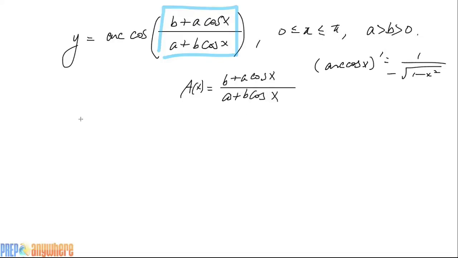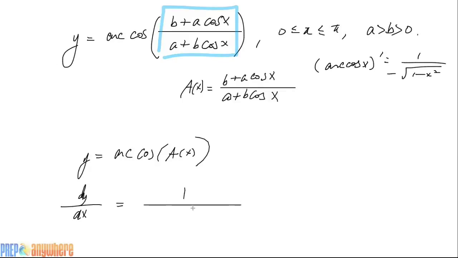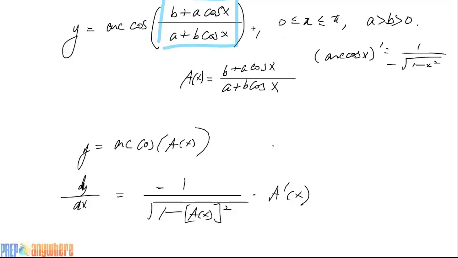Okay? Then you can think of this as arc cosine of a, as a function of x, and dy over dx will then be negative 1 over the square root of 1 minus a as a function of x squared, chained by the derivative of a. Okay, that's the first step. So this involves doing the quotient rule with this.